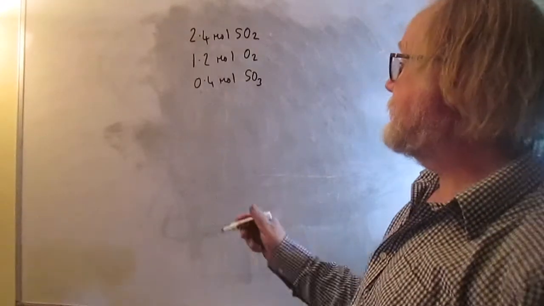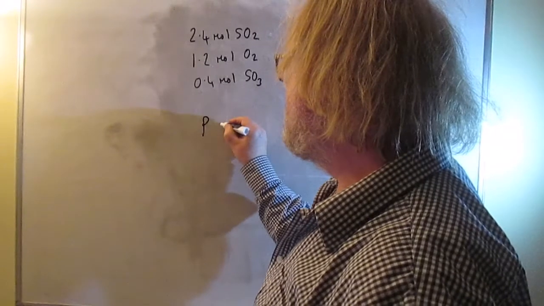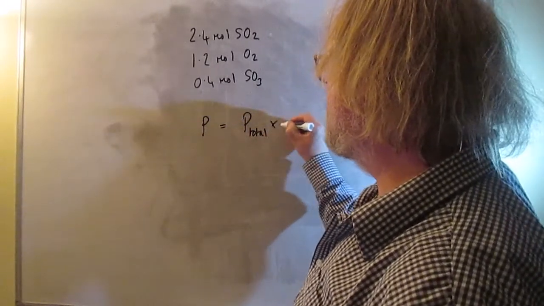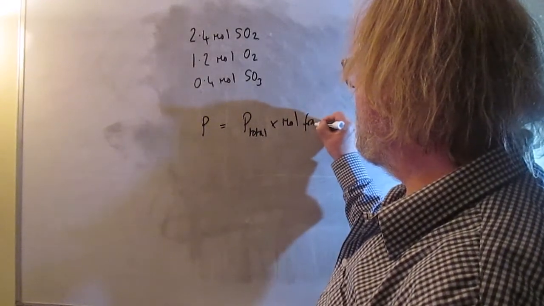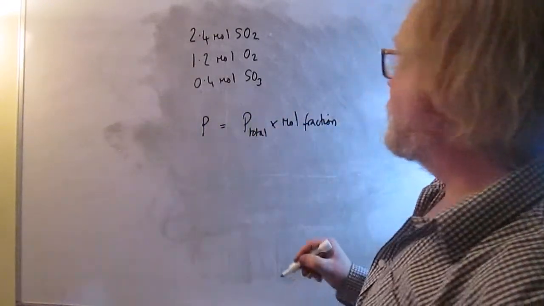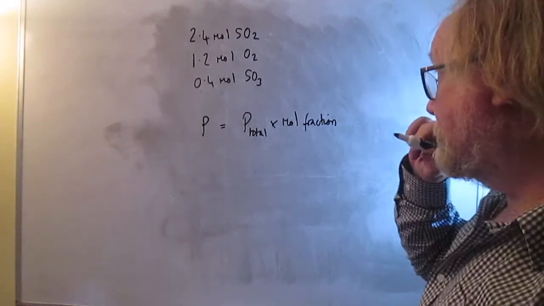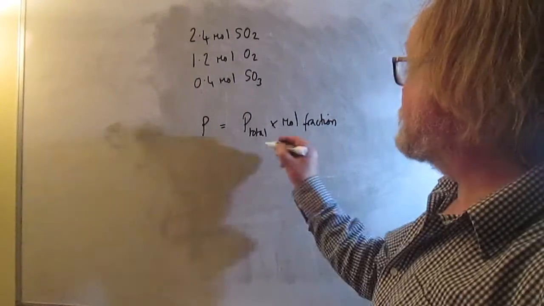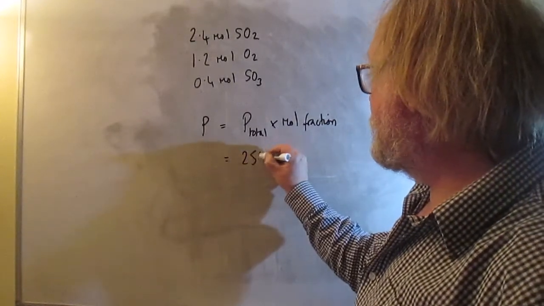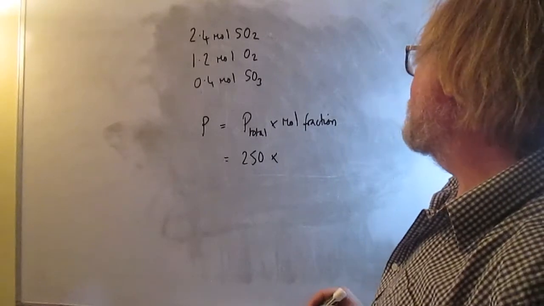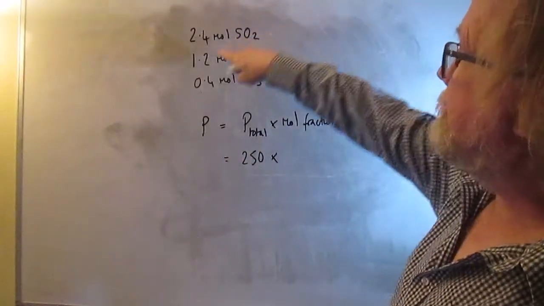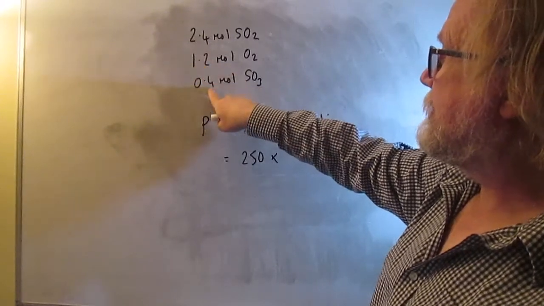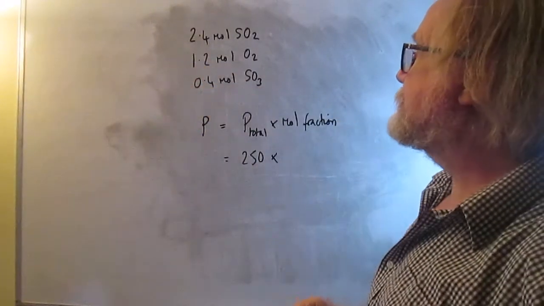Okay, question 9. All you have to remember is that partial pressure is equal to the total pressure times the mole fraction. That's the key relationship that you need for that. So it tells us that the total pressure is 250 atmospheres. And the mole fraction, well, the total moles, if we add them up, is 2.4 plus 1.2 is 3.6 plus 0.4. So we've got 4 moles altogether.